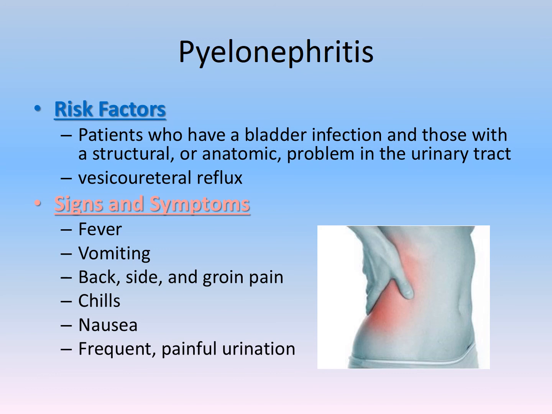Signs and symptoms of pyelonephritis: fever, vomiting, backside and flank pain or groin pain. Flank pain is kind of just what you see here in this picture, this area, and kind of the back and towards the side. Chills, nausea, frequent and painful urination.